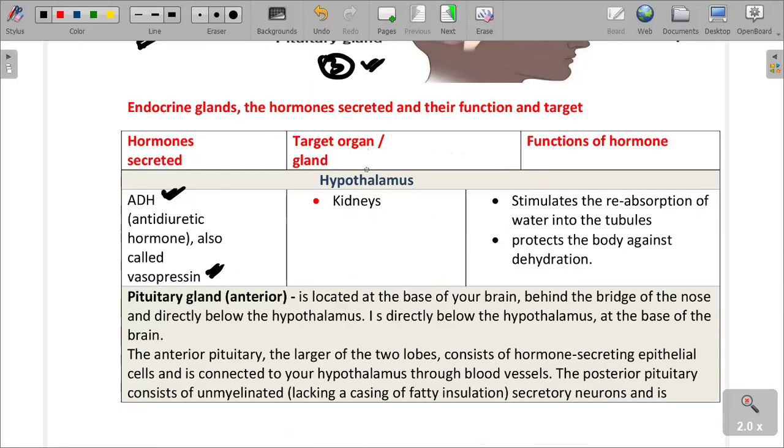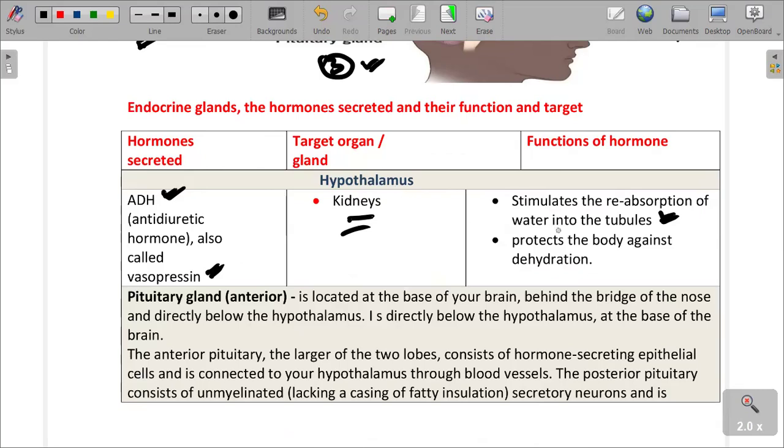What is the target organ of this ADH? It targets the kidneys. Functions of ADH: it stimulates the reabsorption of water into the tubules, protecting the body against dehydration.